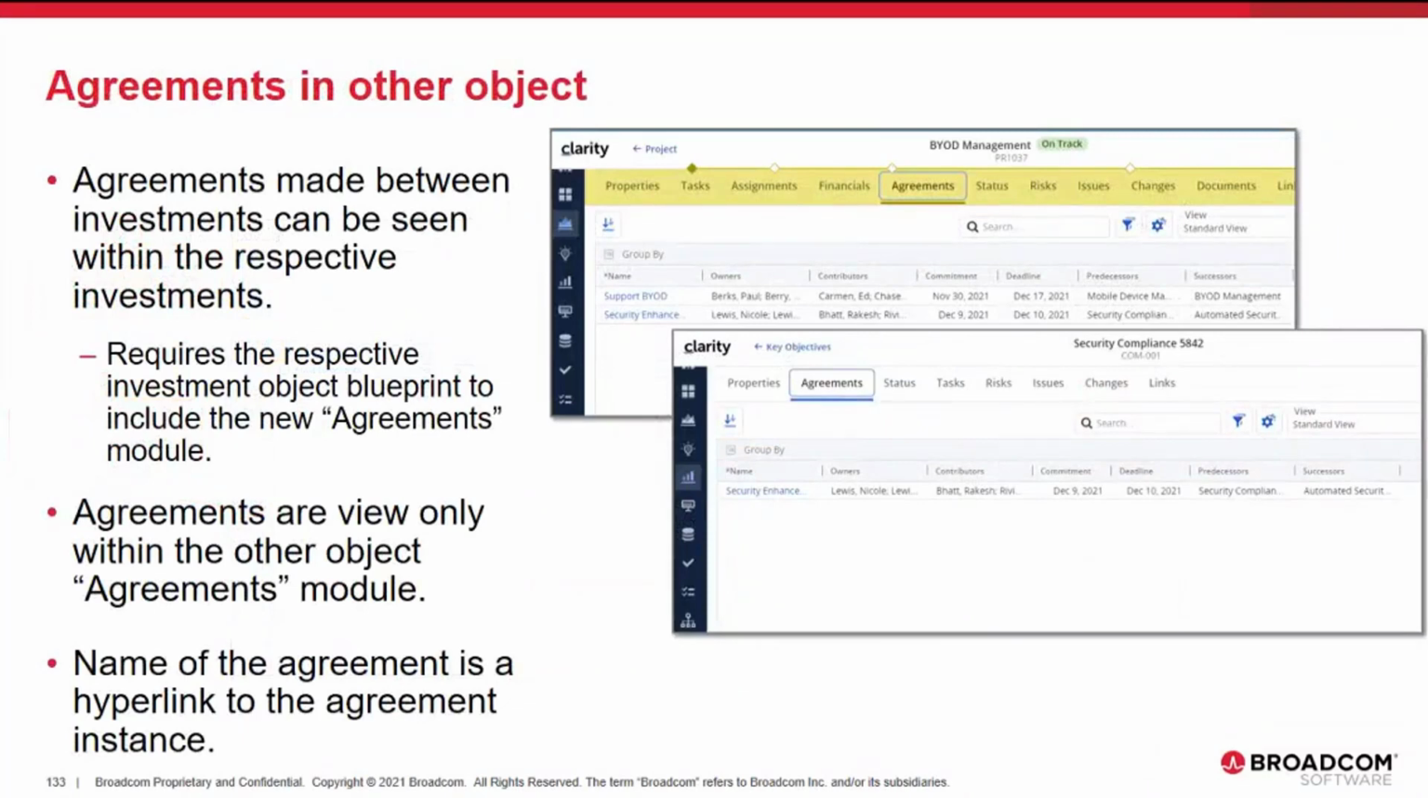Once the agreement is created between investments, then those agreements can be seen either in the agreements section of Clarity or within the agreements modules within the respective investments. So in this example, I have agreements as a module that is added to the projects, and there I can see all the same fields that are available in the agreements, the dates, the predecessor and the successor, as well as I can click on the actual agreement and then navigate to see additional data for those agreements. The agreements within the respective investments are view only, so no data can be modified within the actual investment's agreement module. The agreement data can only be modified while in the agreements itself.